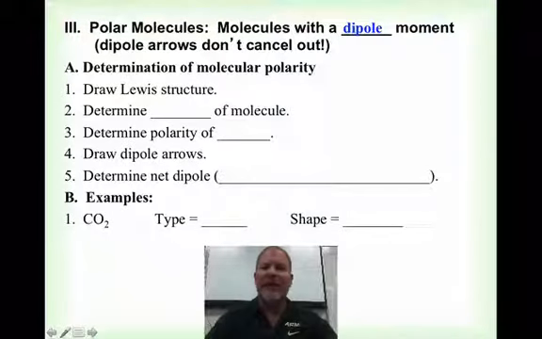So molecules with a dipole moment, or dipole arrows, that don't cancel out, we call these polar molecules. If the arrows do cancel each other out, we call them nonpolar molecules. So again, we realize we're falling in the range here of polar covalent. Remember, that was the difference of electronegativity.